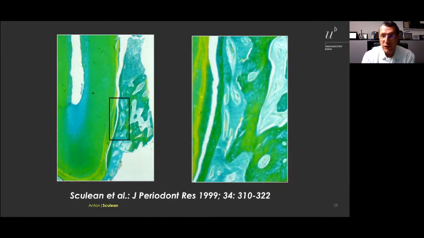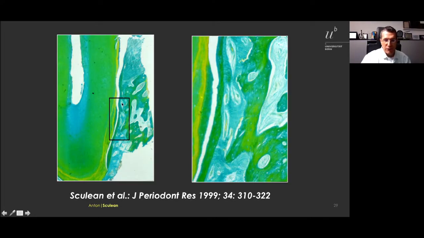So if we are successful with the GTR procedure, in other words, if you don't have a complication such as membrane exposure, invasion with bacteria, or infection, what we obtain, and we demonstrated this many years ago, this publication was in 99, so 22 years ago. We have the root surface, and on this root surface, we obtain the following. You see this dark layer of cementum. This is the dark green layer, periodontal ligament and bone.